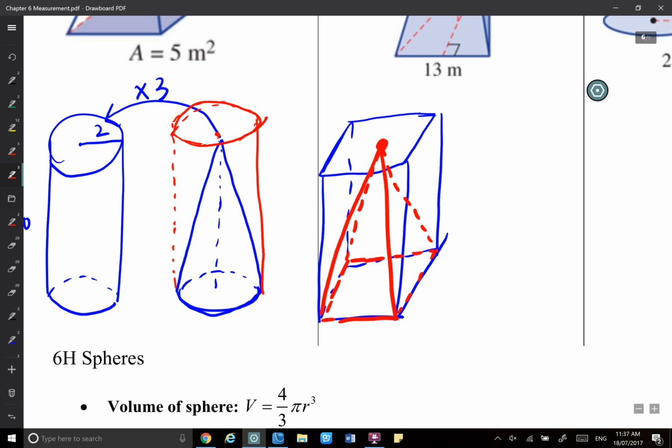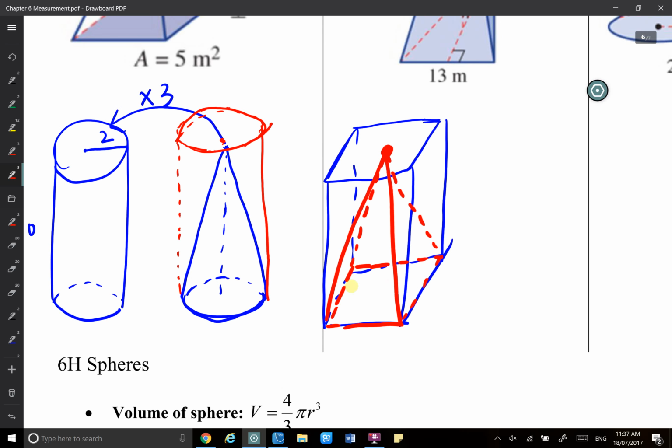So if one has a uniform cross section and another doesn't but has a sharp point on the top, and they have the same base and the same height, the relationship between their volumes is a third. So it's times a third.